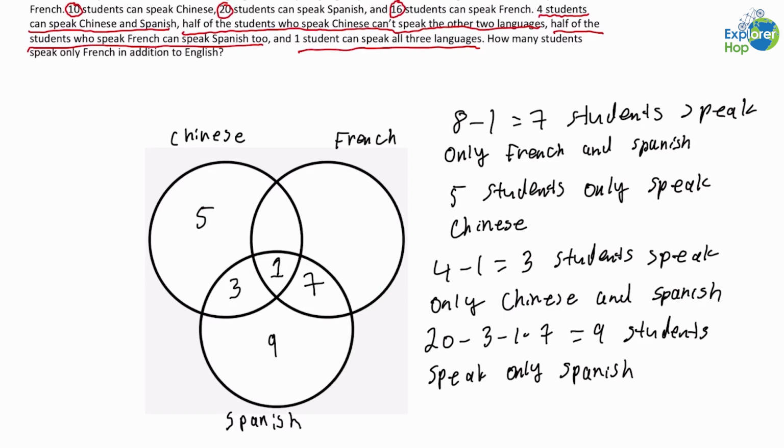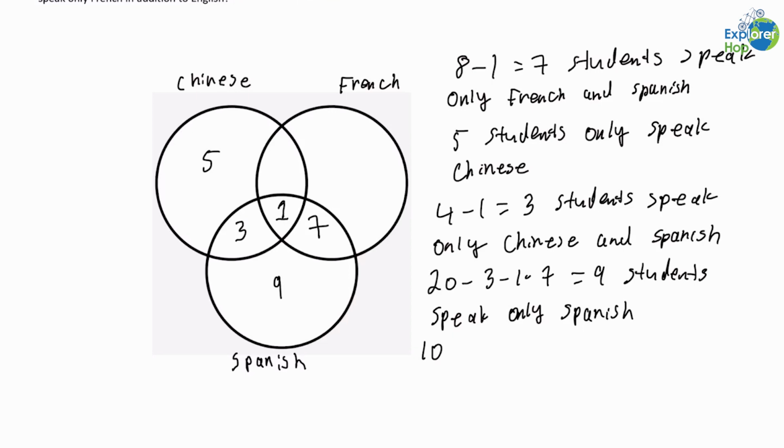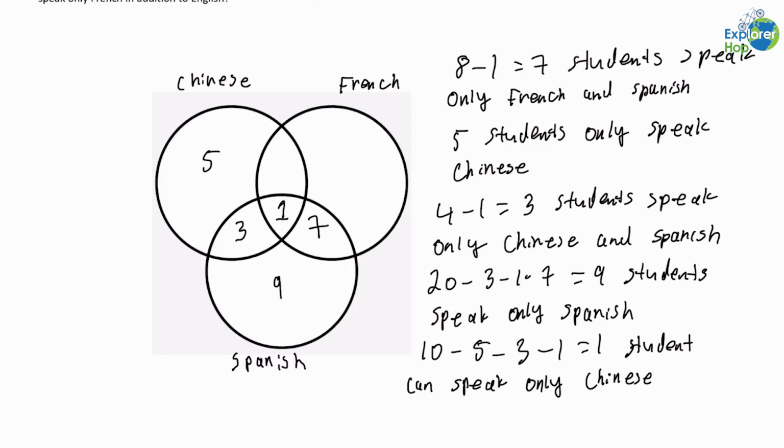And we can also find the number of students who speak only Chinese and French in addition to English. So from the Venn diagram, we can see that 10 minus 5 minus 3 minus 1, which is equal to 1 student, can speak only Chinese and French in addition to English. So we will write down 1 over here.